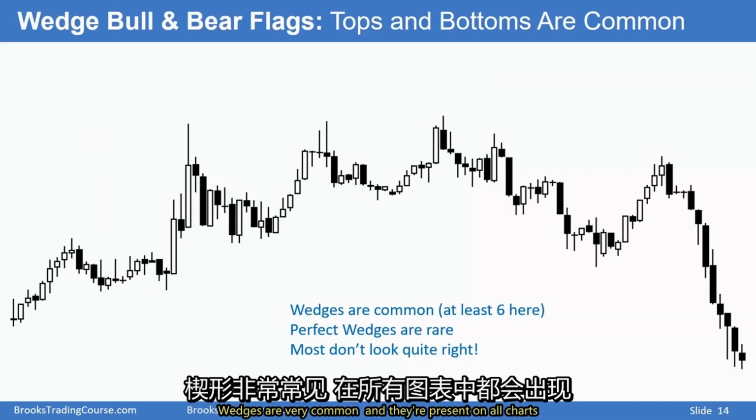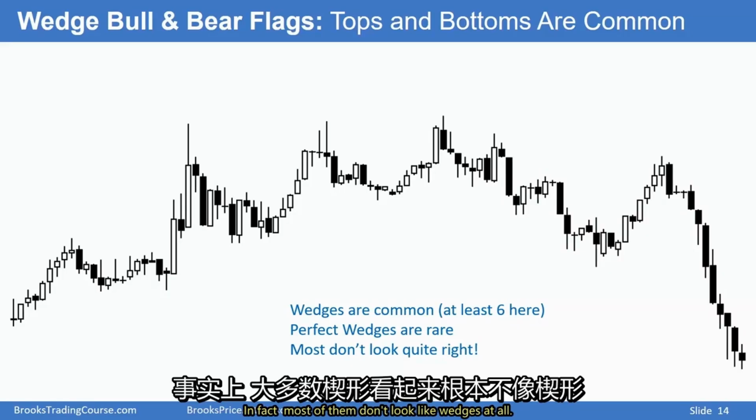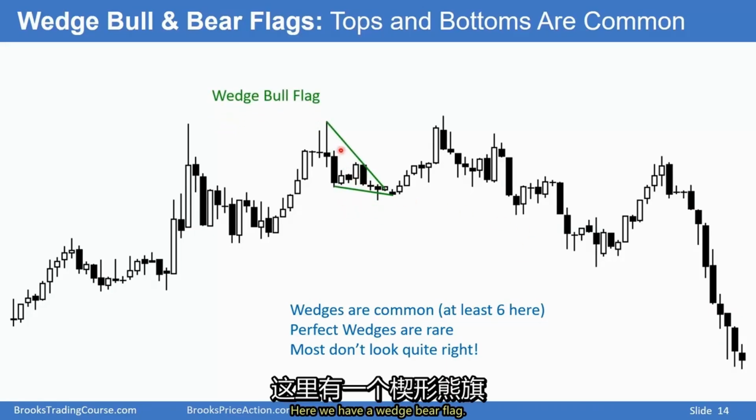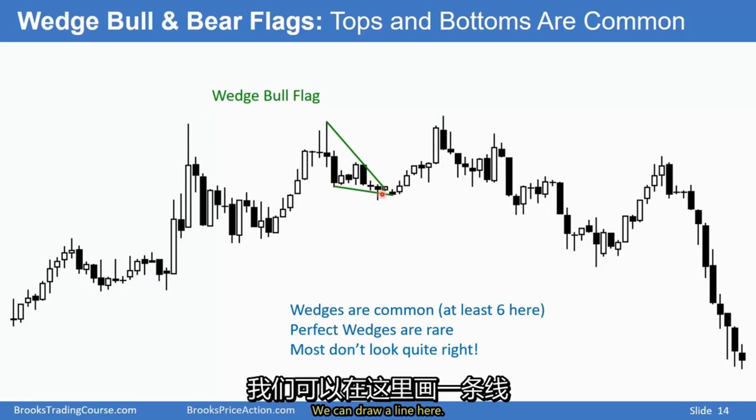Wedges are very common and they're present on all charts, but they're rarely perfect. In fact, most of them don't look like wedges at all. Here we have a wedge bear flag. We can draw a line down here. We can draw a line here.